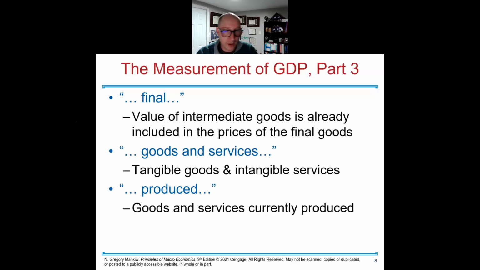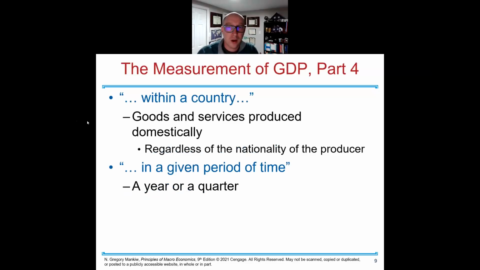And of course, we only measure goods and services that are currently being produced within that time frame, the 3 months that we measure gross domestic product. Within the country means within the borders of that country. Goods and services produced domestically. So goods and services that are produced only within the borders of the United States, regardless of the nationality of the producer, or in most cases, the origins of the components.